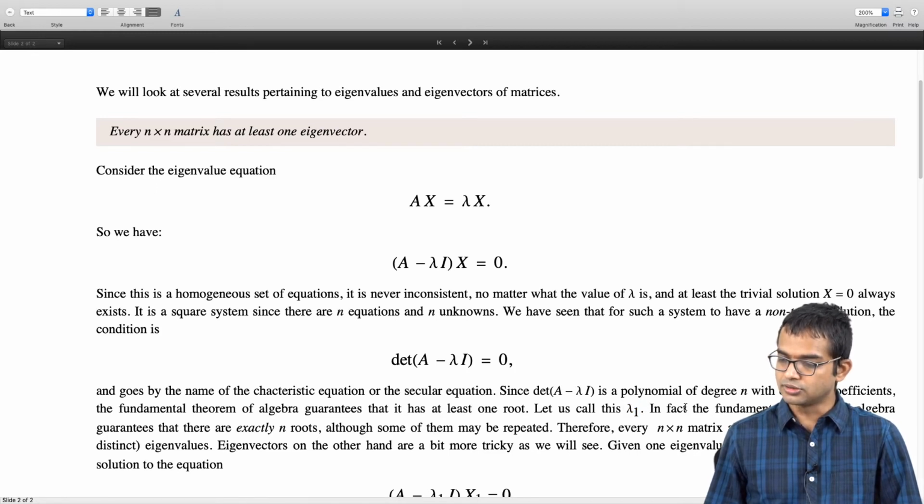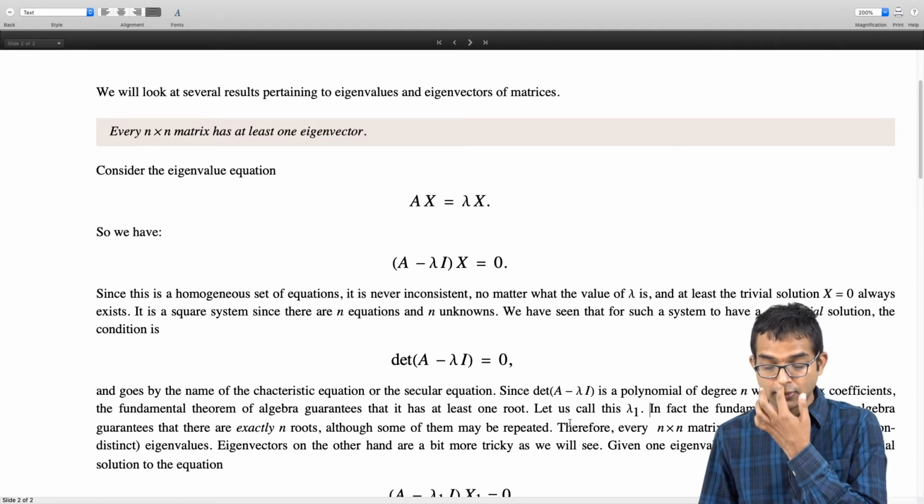Okay, so it has at least one eigenvalue, and that is lambda 1. In fact, it has n eigenvalues, some of which could be repeated. So let's call this root that we have lambda 1.